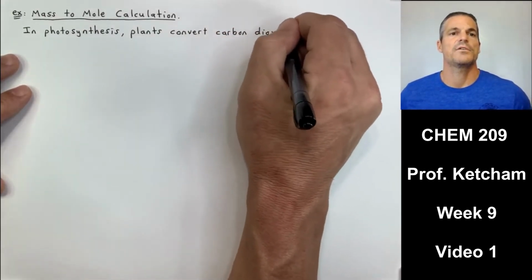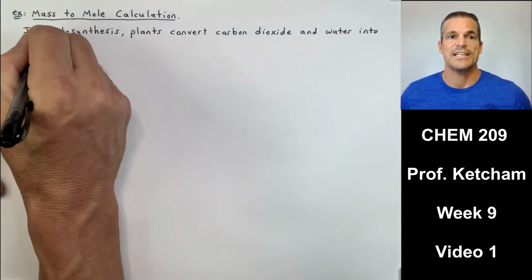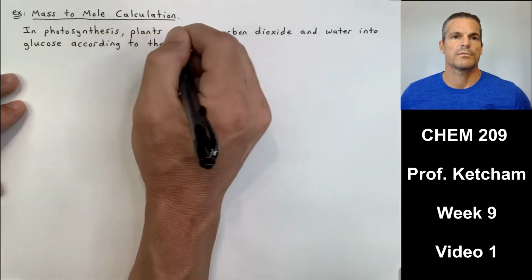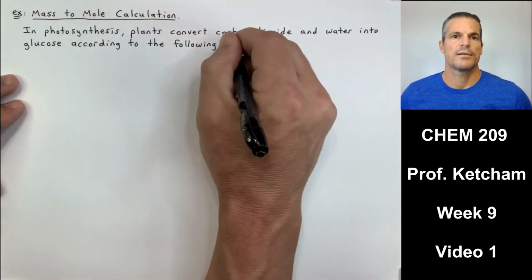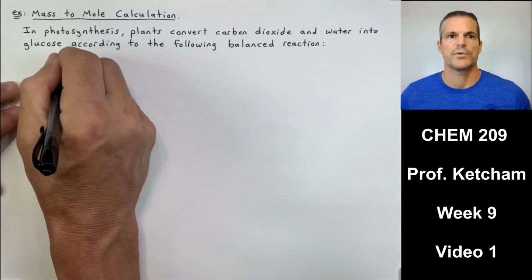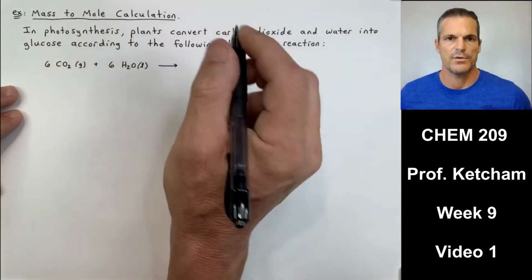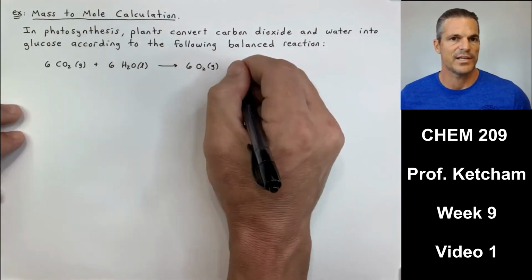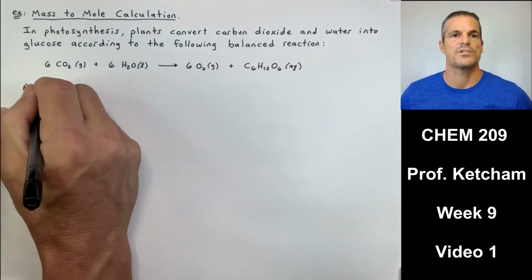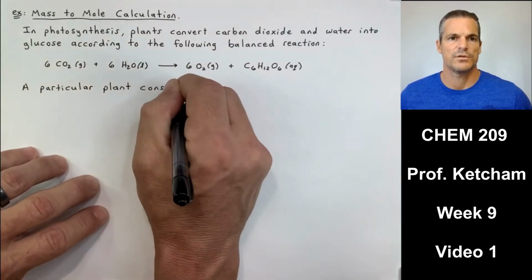It says, in photosynthesis, plants convert carbon dioxide and water into glucose according to the following balanced equation. So thankfully, they're going to give us the balanced equation here, right? We don't have to dream up what carbon dioxide and water is and what glucose is, although I would never make you need to know glucose, not till we get to the middle of the course. But anyway, it says 6 CO2 plus 6 H2O yields 6 O2 plus C6H12O6.